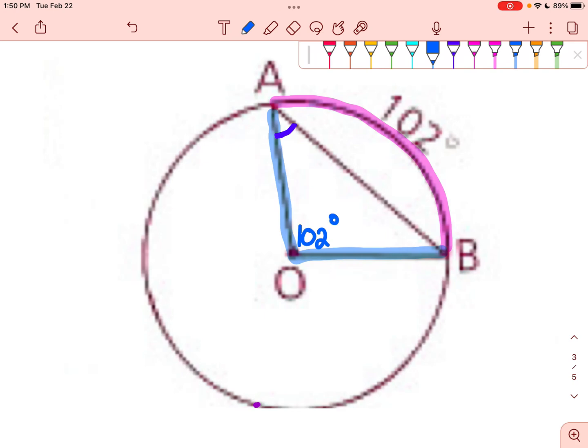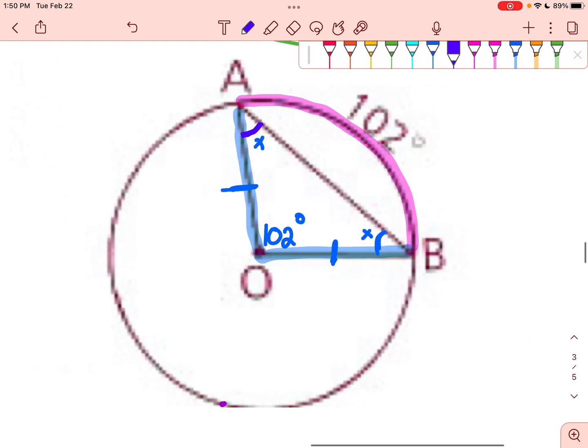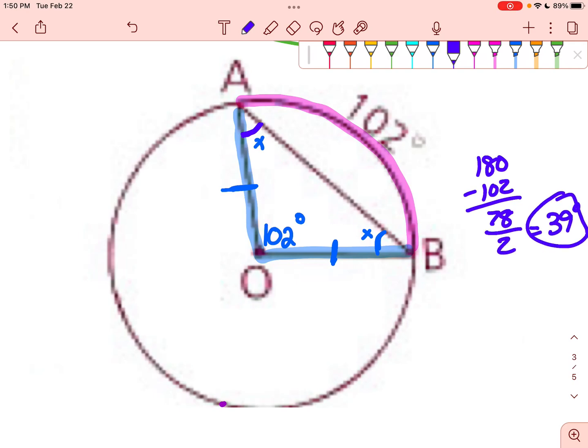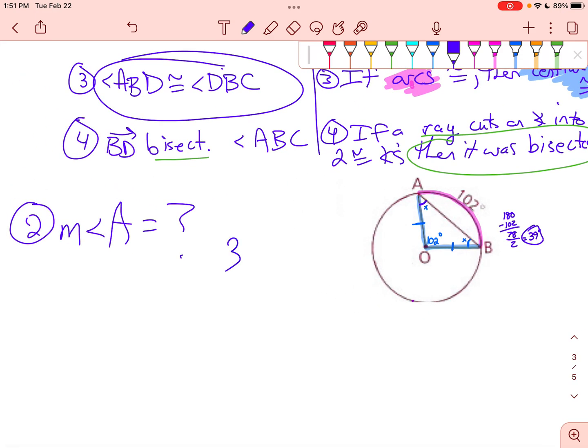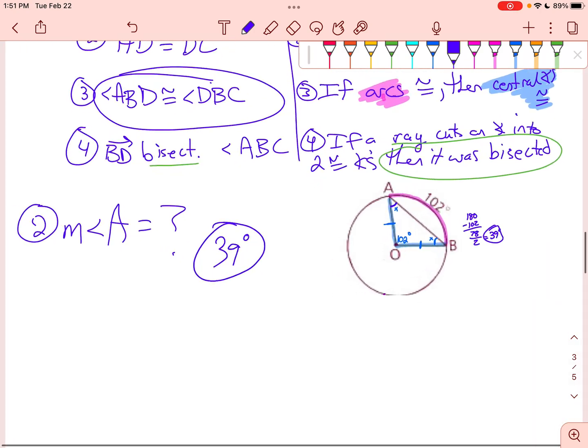The next piece of information, now I'm working with circles, so I know that the radii are congruent to each other, which makes this an isosceles triangle, which makes this x also equal to this x. So to do my math, if I did 180 minus 102 to give me 78, if I divided that into two equal angles, each of the angles has to be 39 degrees. So the measure of angle A has to be 39 degrees.